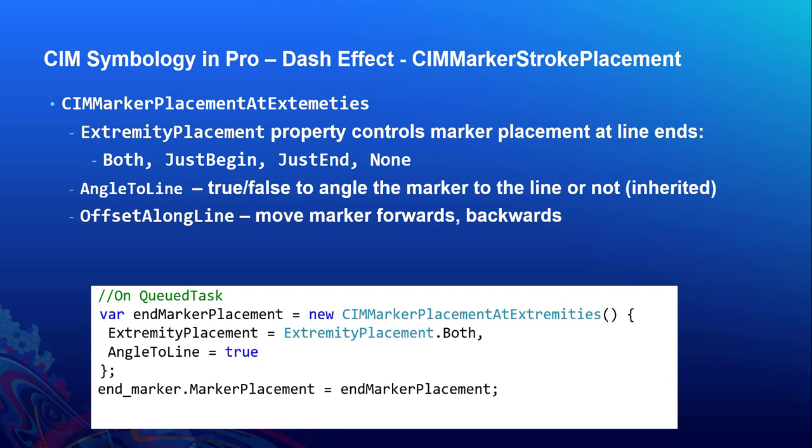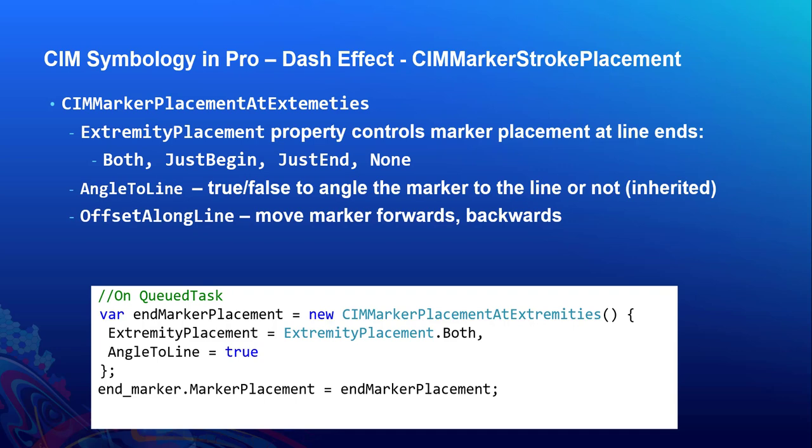So let's look at marker placement at extremities first. It contains an extremity placement property that you can use to control the marker placement at line ends, whether you want the marker placed at both ends, just the beginning, just the end, or none of the above. Marker placement at extremities also contains an angle to line property. Set it to true or false as to whether you want the marker angled to the line or not. It also has an offset along line that you can use to move the marker forwards or backwards from its initial position along the line.